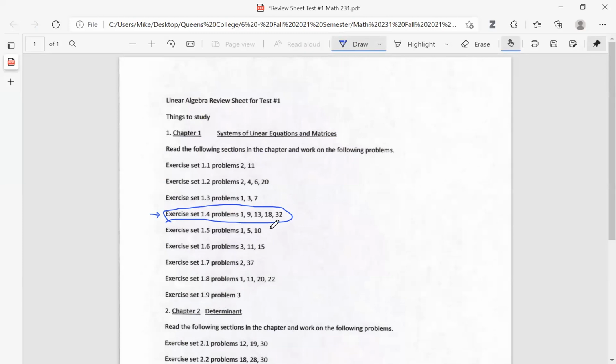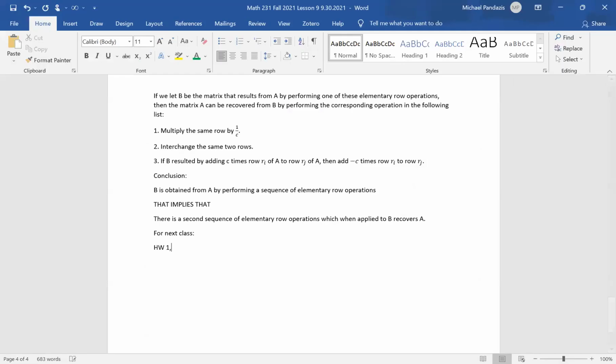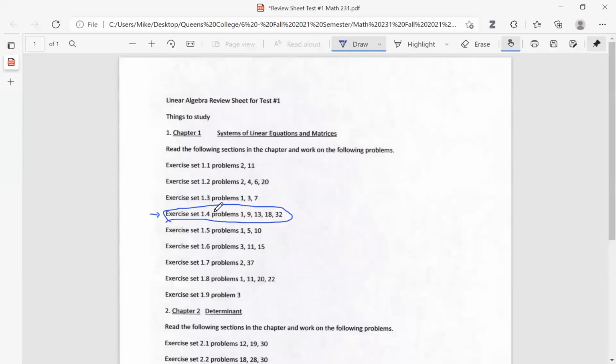The exercise set for 1.4, numbers 1, 9, 13, 18, and 32. Again, exercise set 1.4: 1, 9, 13, 18, 32.